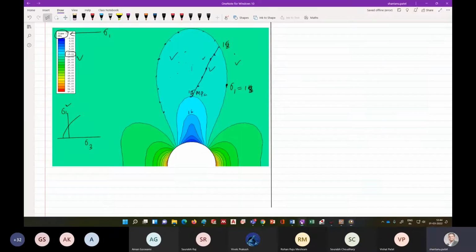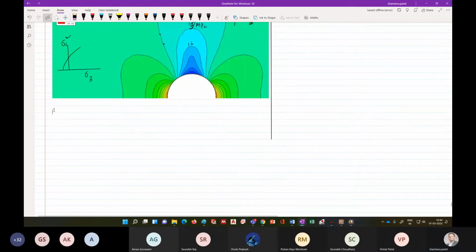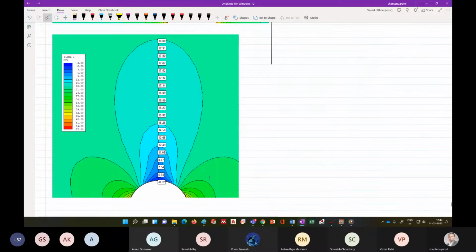Let's put it here. So these are the sigma 1 values. Now let's say I want to know whether this point is within the safe zone or not. What we discussed in our class is that we need to go to our failure envelope where sigma 1 and sigma 3 are plotted, and see where this point lies. If this point is below this curve, it is a safe point, and above it is a failed point. We have already discussed this.